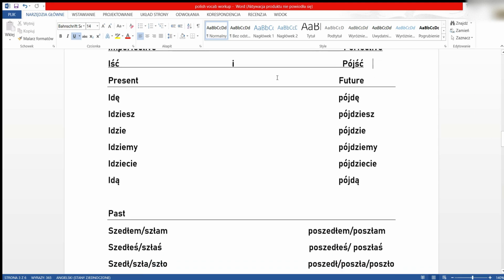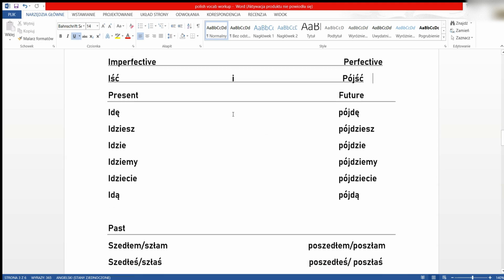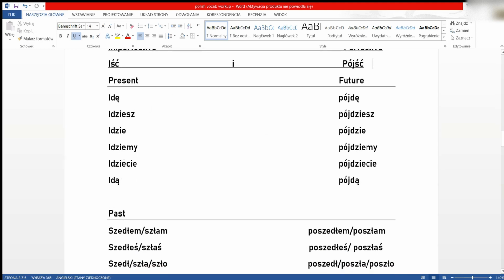I hope you are all familiar with the conjugation, but if you aren't so much, or you need to refresh your memory, I've put the tables here. So ja idę, idziesz, idzie, idziemy, idziecie, oni, one idą. And for the other one you just have pójdę, pójdziesz, pójdzie, pójdziemy, pójdziecie, pójdą.